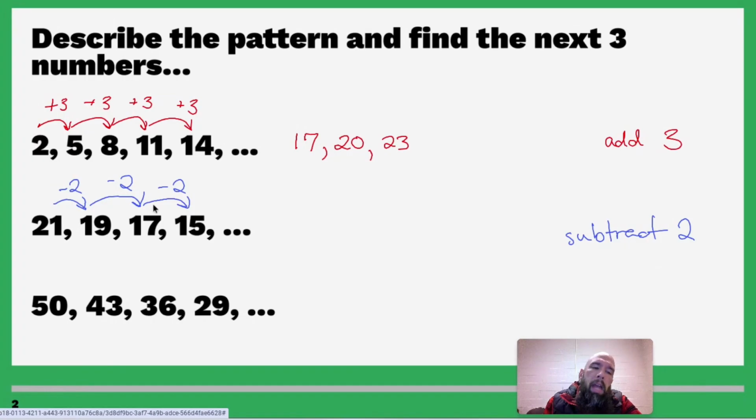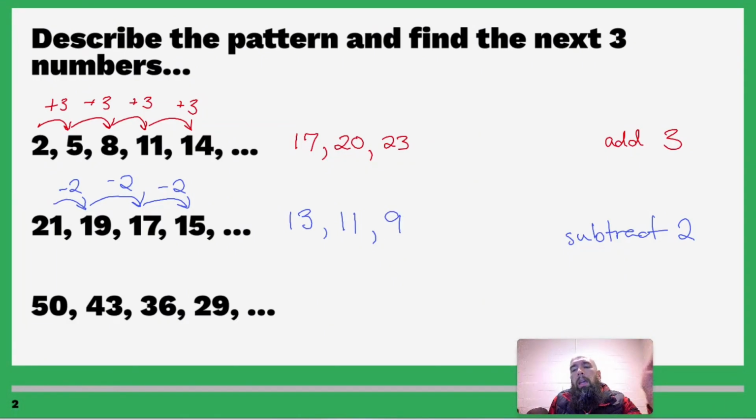Okay, now what do we do? 15 minus 2 is 13. 13 minus 2 is 11. And 11 minus 2 is 9. Okay, we described it again. We did it again. Oops, I did it again. Britney Spears. It's a song. Look it up. Your parents would love that.